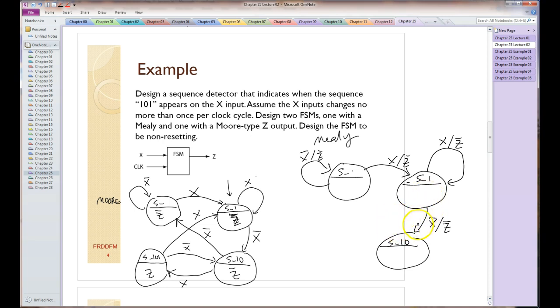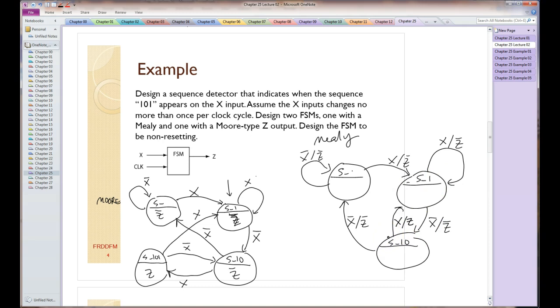So the question is, if I'm in this state and I get a 0, which is a 1, 0, 0, that's not going to help me. I need to start over. But if I get a 1, that becomes 1, 0, 1. That's when the Z turns on. Okay, so it's 1, 0, 1, and the Z turns on. I get to keep going back and forth on these.